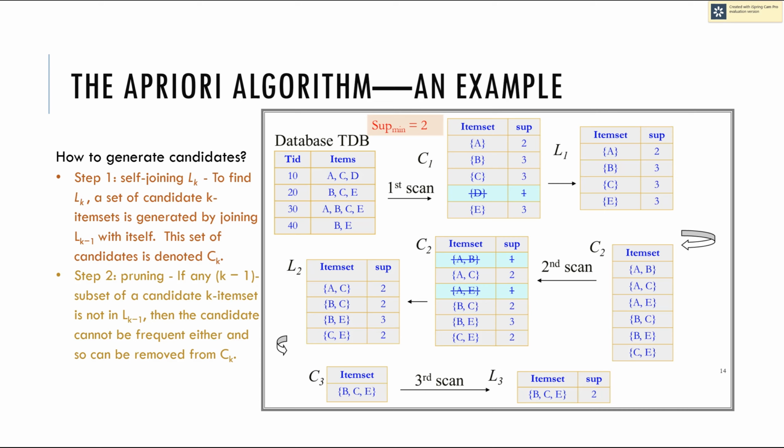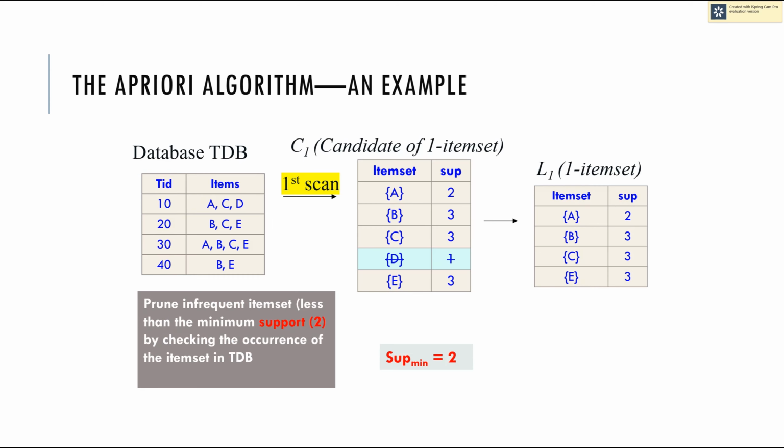So step 1, you have to self-join to find a set of candidates, and the candidate set is denoted as CK. And then next you have to do the pruning, meaning that any candidate whose subset does not meet the minimum support needs to be removed. So let us take a look at it one by one. Okay, so in the database you have here, how many transactions? There are 4 transactions. You have TID, transaction ID 10, 20, 30 and 40 here, and then you have those items.